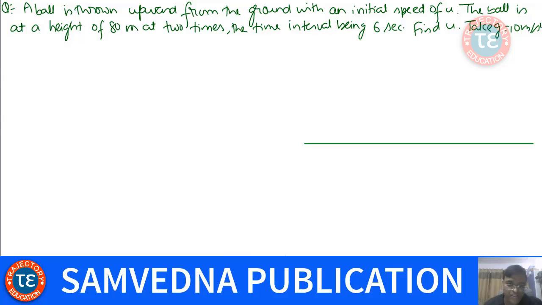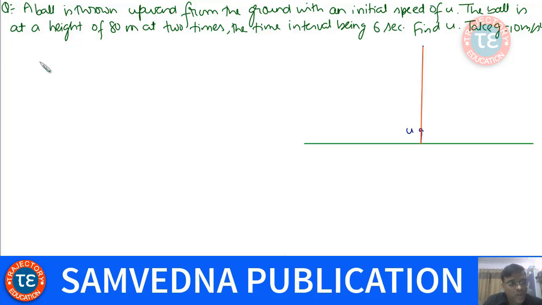See, if this is ground, what you have done is you have thrown the ball in upward direction with certain speed u. Suppose the maximum height achieved is more than 80. And how do you find maximum height achieved?